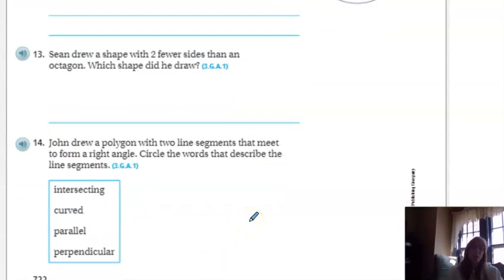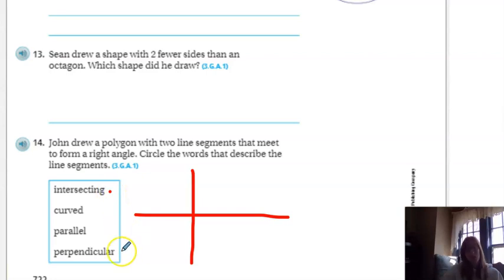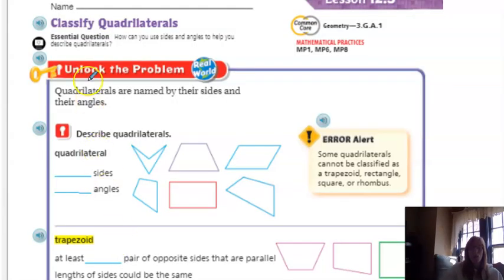Number 14, John drew a polygon with 2 line segments that meet to form a right angle. Circle the word that describes the line segments, and hopefully you see that yes, if they draw a right angle, okay, there would be your right angle. 2 line segments that meet, there's where they meet. They would be intersecting for sure, but they have a very special name because they have a right angle, and that would be perpendicular. And that was yesterday's lesson. So hopefully you remembered those, and we are going to move on to chapter 12.5.